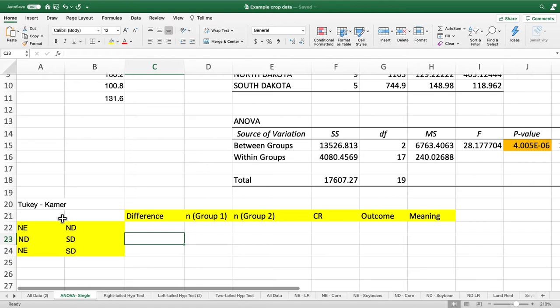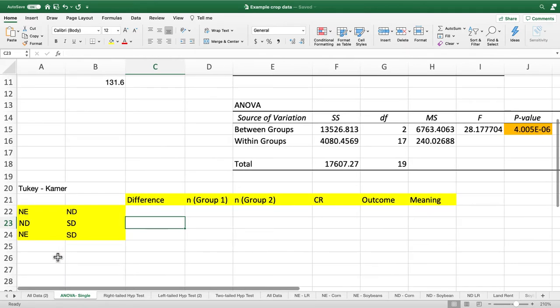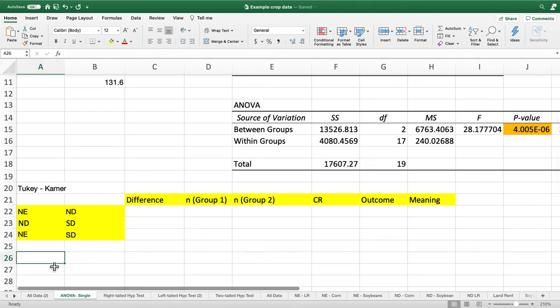So make sure you do these tests to figure out if a difference exists in your means. You need to make sure you do the Tukey-Kramer test to figure out which ones are different, if they all are different or not. So then we need to look at finding our critical statistic.